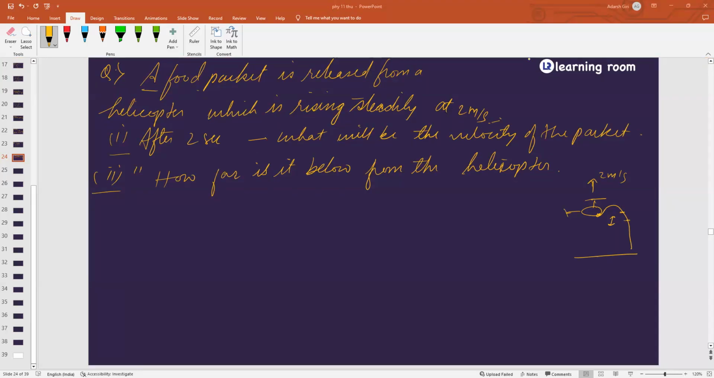See, I'm speaking it again. Please write it down. A food packet is released from a helicopter which is rising steadily at 2 meter per second. First subpart is after 2 seconds, what will be the velocity of the packet? Second subpart is how far is the packet below the helicopter? Now is it fine?